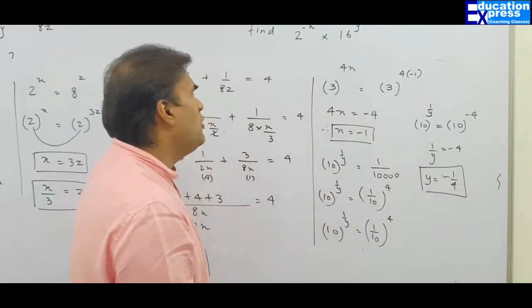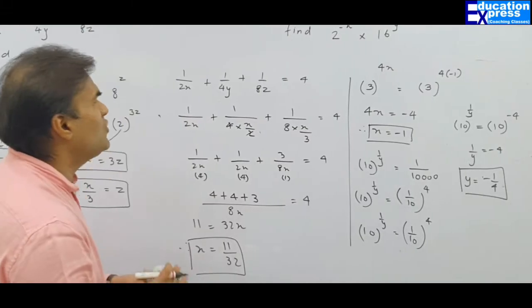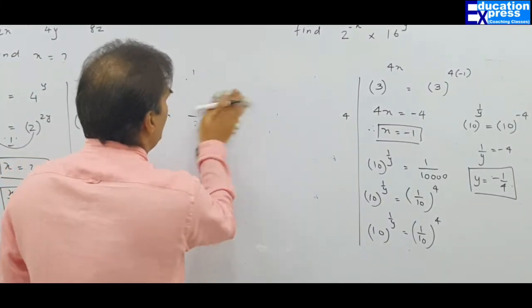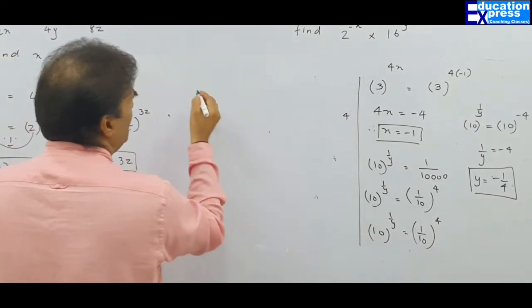So we got the value of x and we got the value of y. That was the most important part, to obtain the value of x and y. And since both the values are obtained, now you merely have to substitute in this, because this is what exactly we have to find.